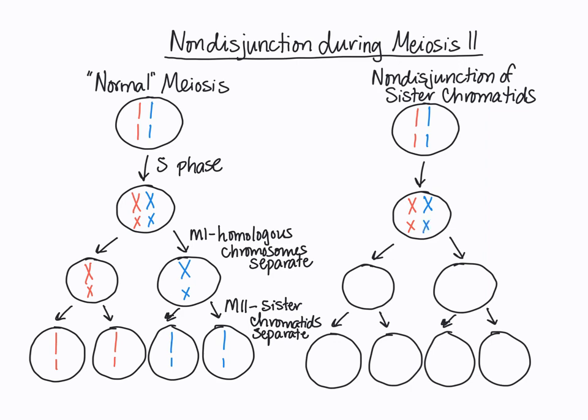Now, in this situation, the first round of meiosis is going to occur the way that it should. So we end up with the first two daughter cells having the correct number of chromosomes. The problem occurs with the second round of meiosis. And so in meiosis 2, non-disjunction happens when the sister chromatids fail to separate properly.